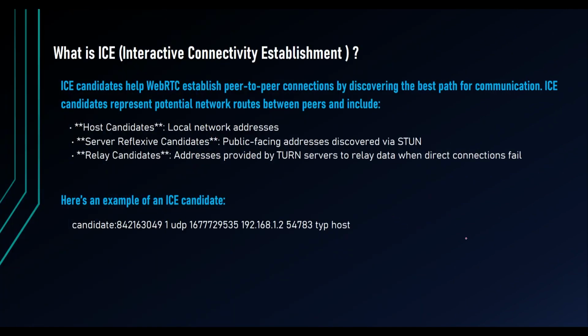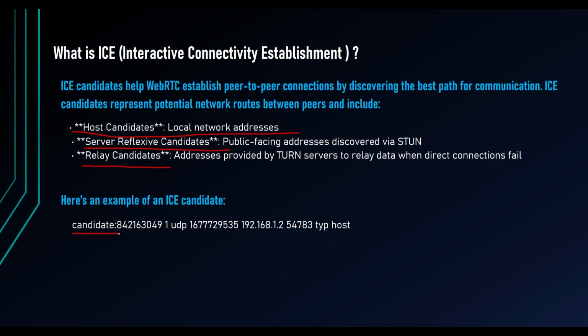The next thing is ICE, or Interactive Connectivity Establishment. After knowing the description of the session, we have to find the best path for the communication. So ICE candidates represent potential network routes between peers. They include host candidates, which are the local network addresses, server reflexive candidates, which are the public-facing addresses discovered via STUN, and relay candidates, which are the addresses provided by a TURN server, which we'll talk about a little bit on an upcoming slide.